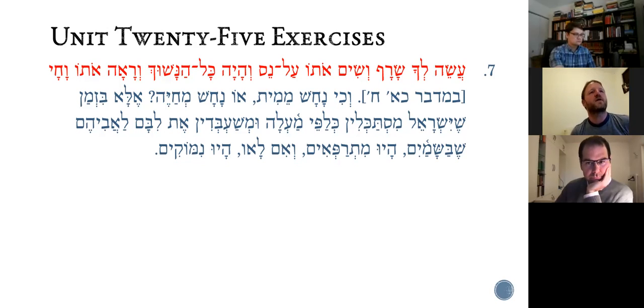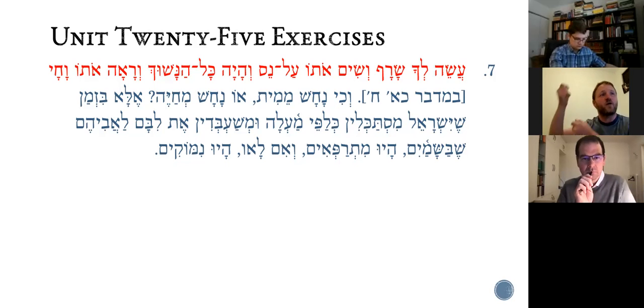Anyway, number 7. Aseh lecha saraf v'shim oto al nes v'haya kol hanashuch v'ra'a oto v'chai. Make yourself a seraph and put it upon a banner, upon a stick that stands up in the air. I don't know, something that you're holding up for everyone to see. And it will be that anyone bitten, if he sees it, he will live.